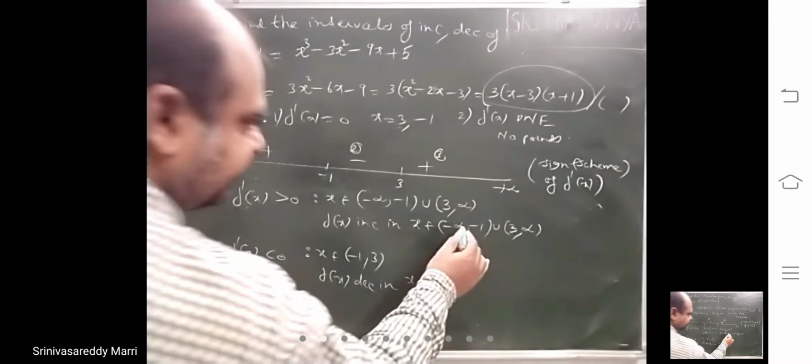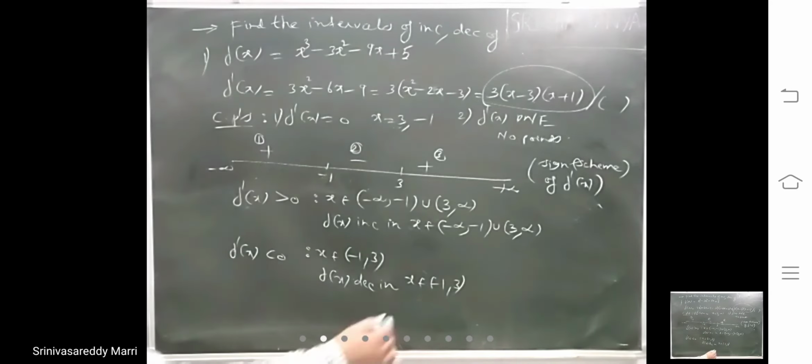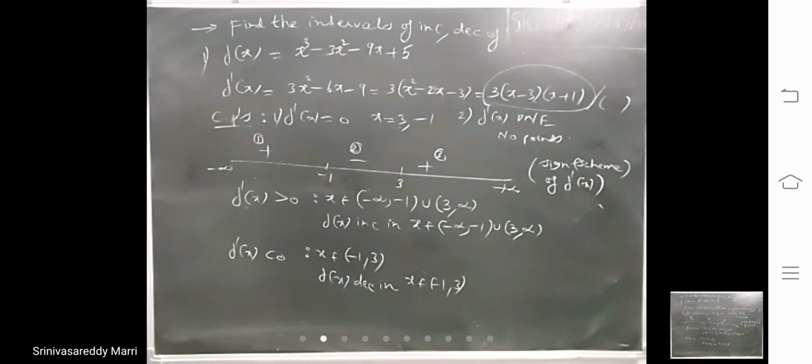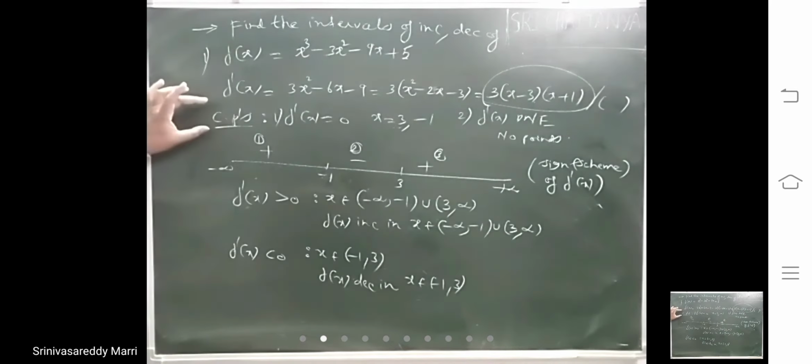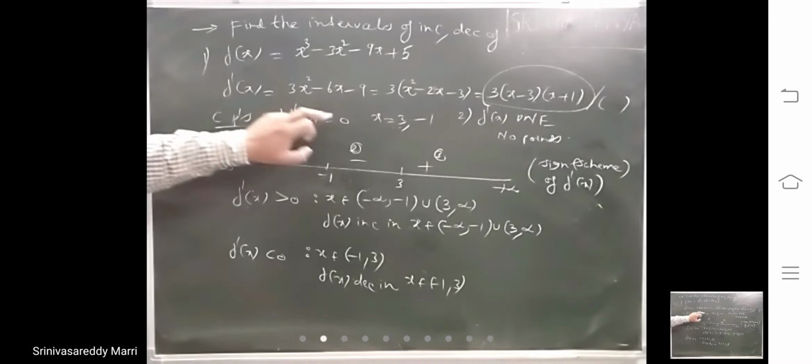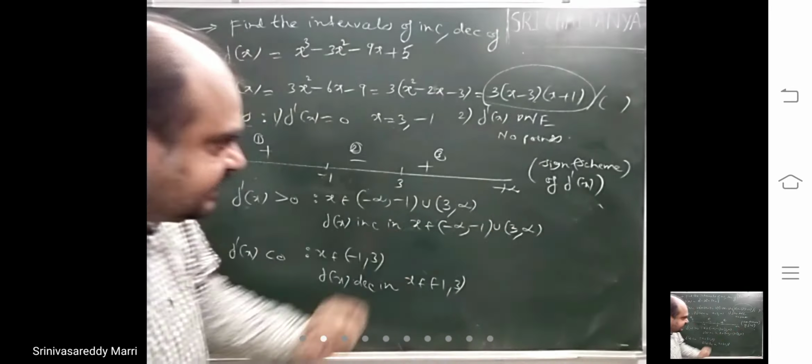So these are the intervals in which f of x increases. This is the interval in which f of x decreases. Just simple: find f dash x, keep it in the factorized form. Right? Critical points: f dash x equal to 0. List them on the x-axis.